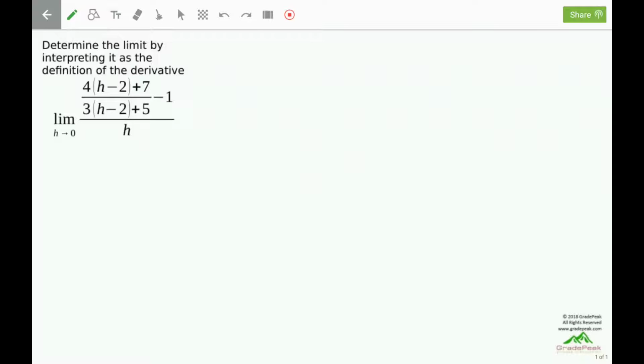Determine the limit by interpreting it as the definition of the derivative. Limit as h goes to 0 of 4 times h minus 2 plus 7 over 3 times h minus 2 plus 5 minus 1 all over h. This is of the form limit as h goes to 0 of f of a plus h minus f of a all over h, which is the definition of the derivative and is equal to f prime of a.